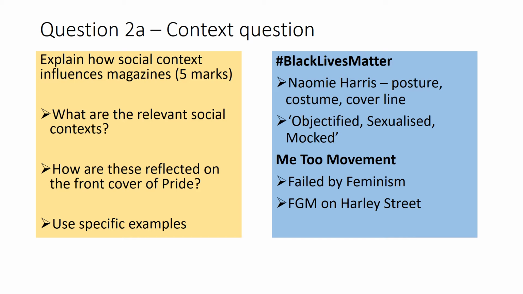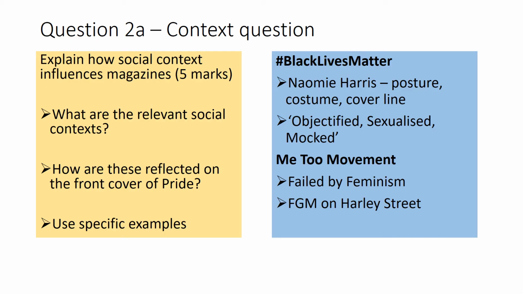You're going to consider things such as the Black Lives Matter movement, which is relevant at the time, and the Me Too movement with a feminist ideal about female empowerment. And once you've got those contexts, you then need a couple of examples to exemplify the way in which the product reflects those contexts. So, for example, if you're talking about Black Lives Matter, you might pick out Naomi Harris's posture, her costume, and the cover line, Bond and Beyond, this empowering nature of black women in Hollywood.